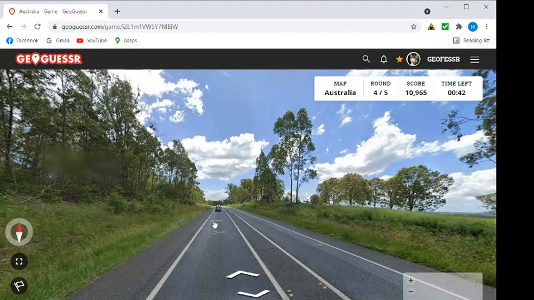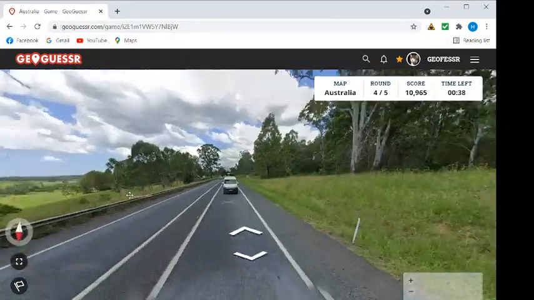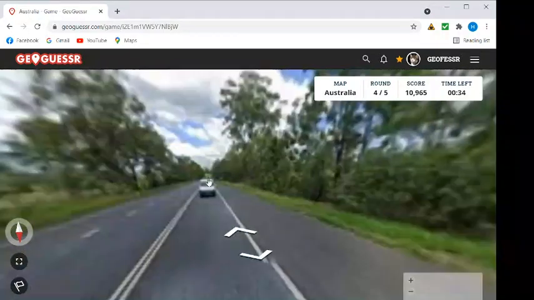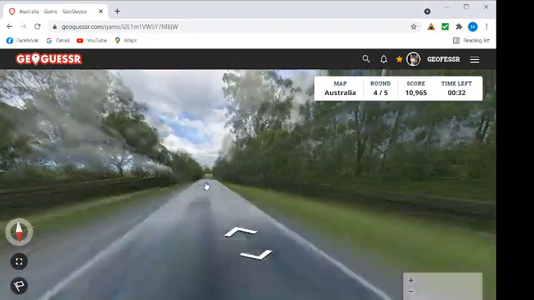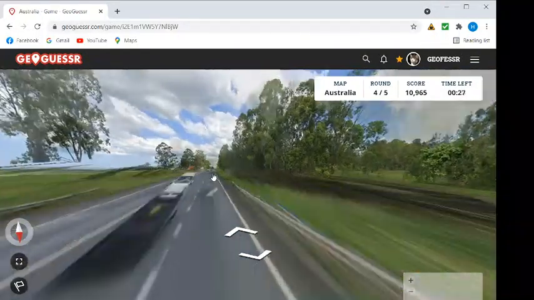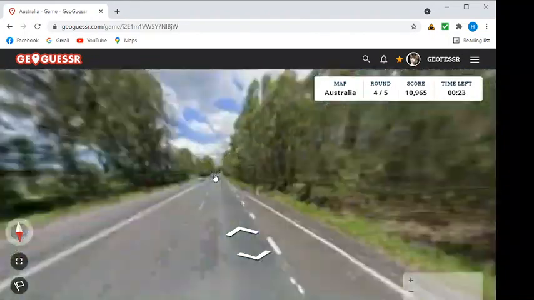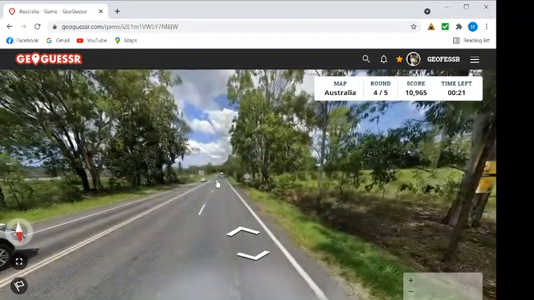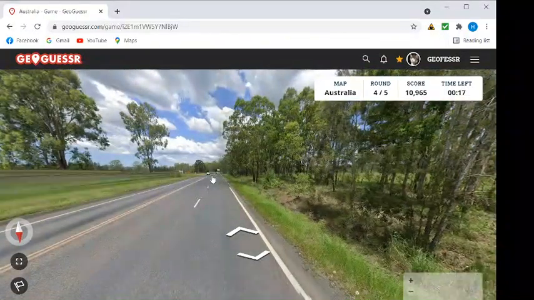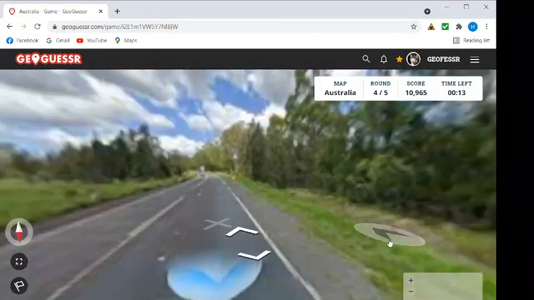Okay, if we return to start, where were we? Let's see, we went south, I think. Yeah, yeah, we're in the right area. It looks like this is going to be hard to get a precise fix on.